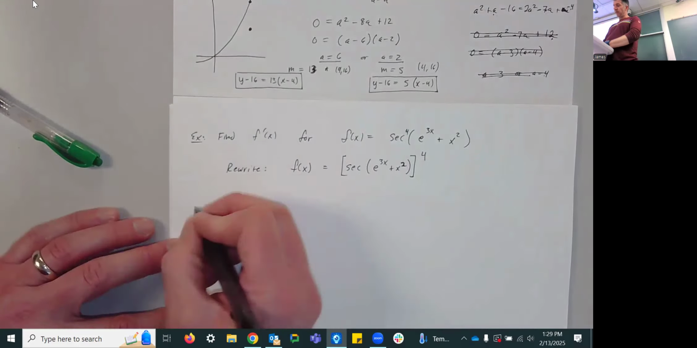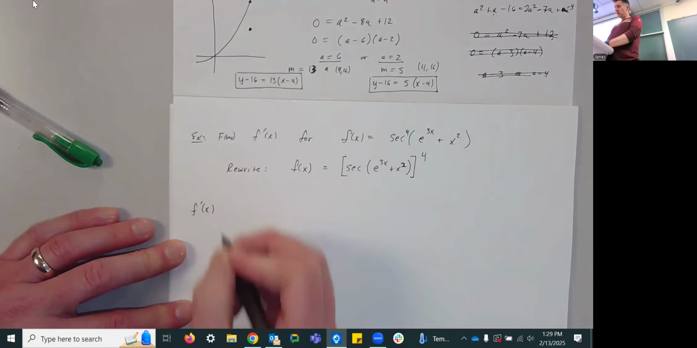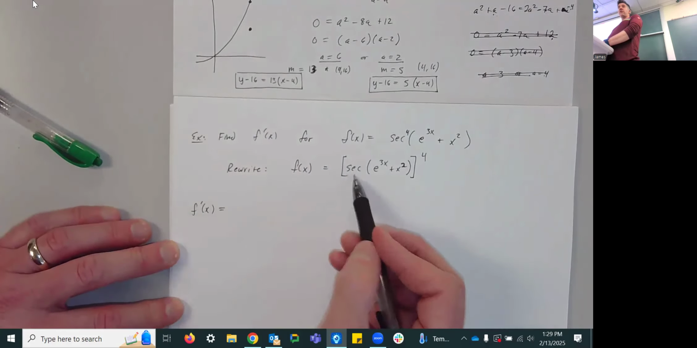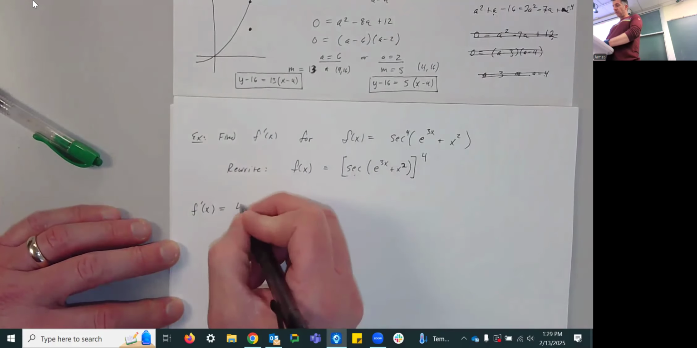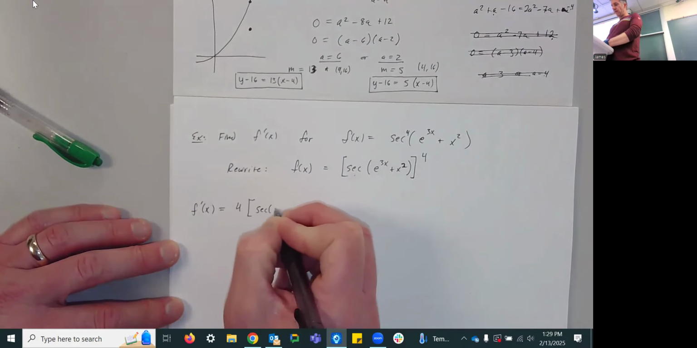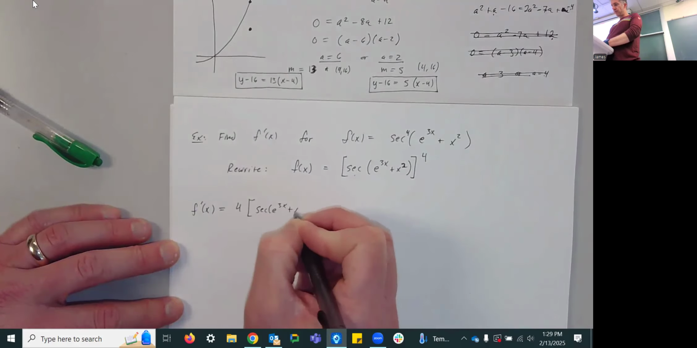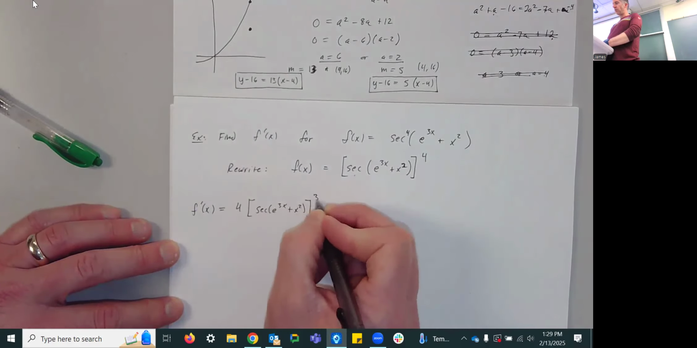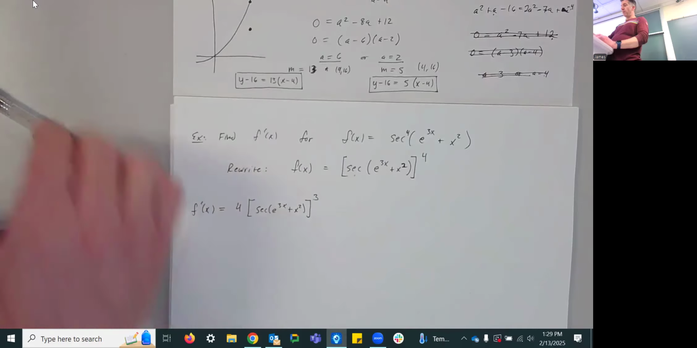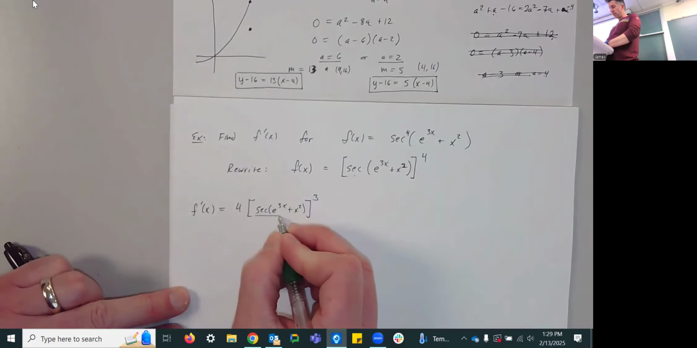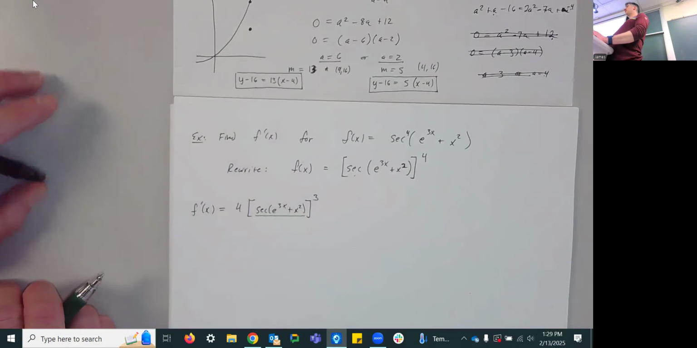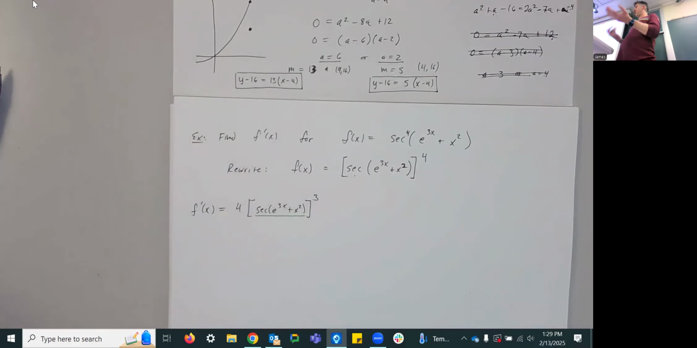Now we're ready to take the derivative, and it's going to be long. So I've got some stuff to the fourth power. The derivative is 4 times all of that stuff to the third power, multiplied by the derivative of the inside stuff. So now when I think about the derivative of the inside stuff, I'm essentially looking at this with fresh eyes. I'm like, okay, my new inside function is secant of e to the 3x plus x squared. Or in other words, secant of some stuff. Or we can say secant of some new stuff.